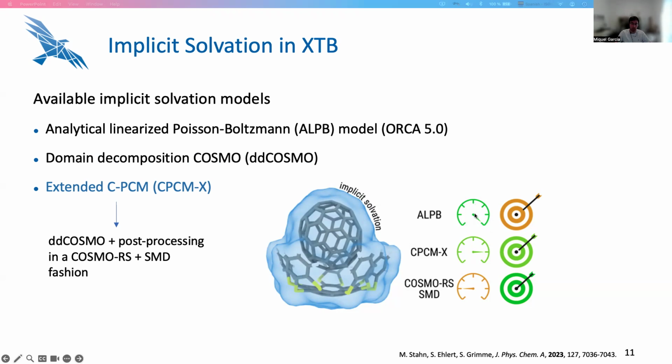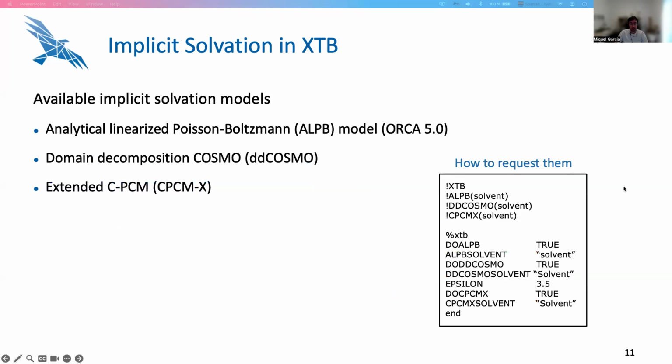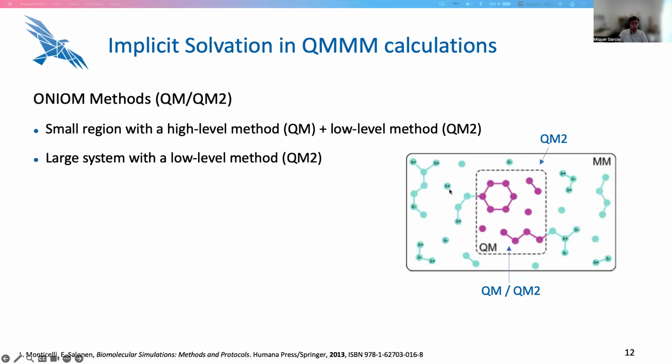So for ALPB, you would have the results quite fast and with a certain accuracy. For CPCMX, the calculation would take a bit longer, only a bit, but the accuracy would be much better. And if you run COSMO-RS or SMD, let's say quantum chemical methods, DFT or Hartree-Fock, whatever, you have better accuracy, but the computational cost is much higher. So this is the idea behind CPCMX. And these methods are very easily requestable through the simple input or the XTB block. Each of them has a different set of solvents.